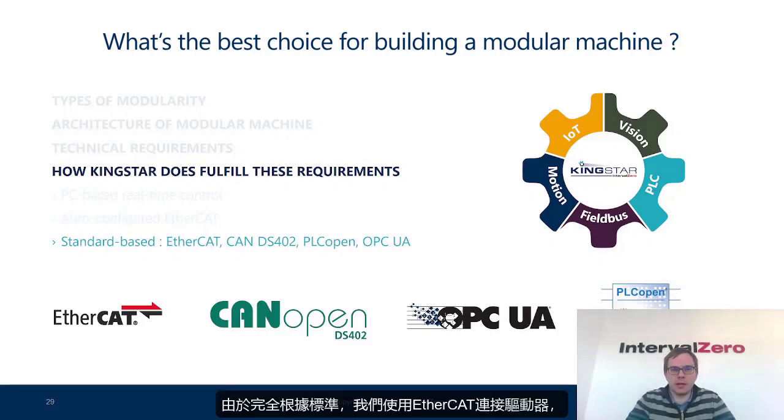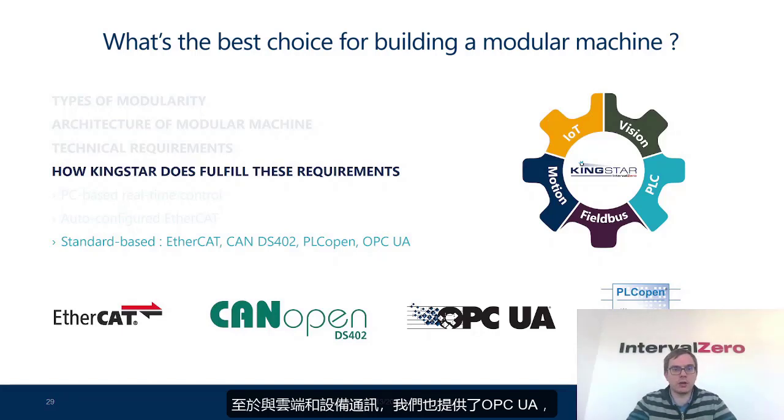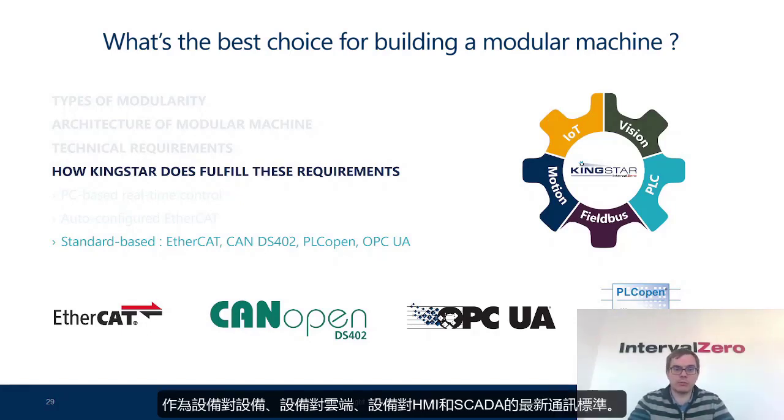Then we are fully standard-based, which means for the field bus, we use EtherCAT. To connect with the drives that are connected to EtherCAT, we follow the CANopen DS402 communication. Then, for how the user application interacts with our motion control, it follows the PLCopen motion control standard in terms of how the moves are done. And then for the communication with the cloud or with the machine, we also provide OPC UA, which is the newest standard for communication from machine to cloud, machine to HMI, and SCADA.